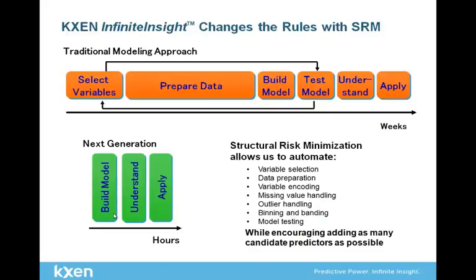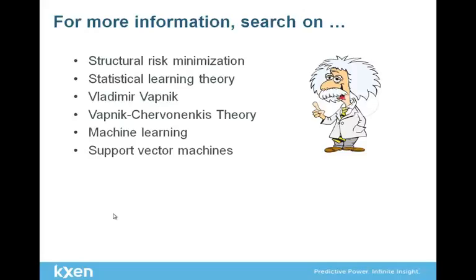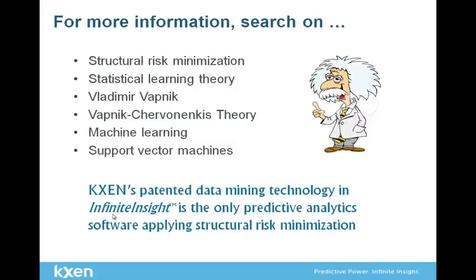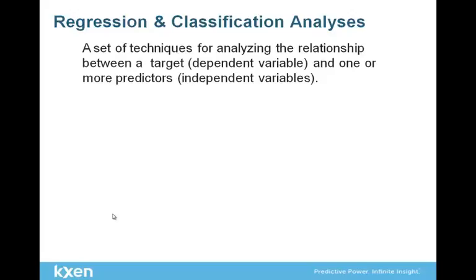Structural risk minimization is a statistical optimization principle, an alternative to traditional maximum likelihood estimation. If you would like to learn more, feel free to do a little internet research of these topics. KXEN's application of SRM is a patented process and the only major commercial statistics package applying SRM. We are going to apply InfiniteInsight's classification regression module to solve a business problem.